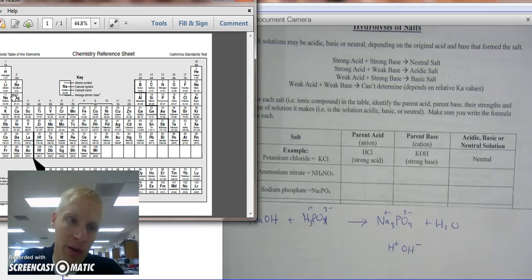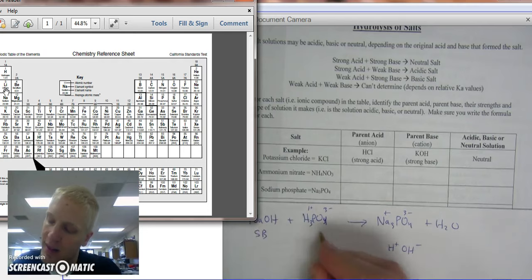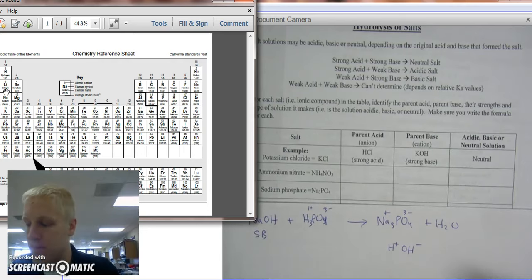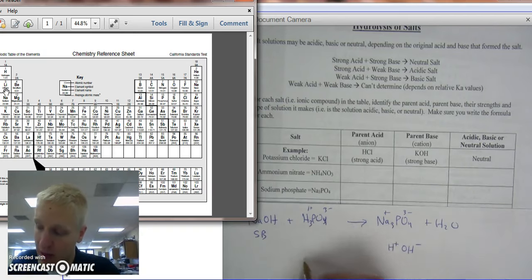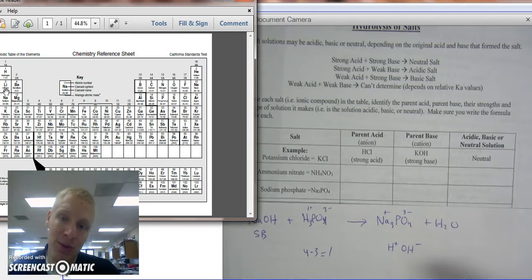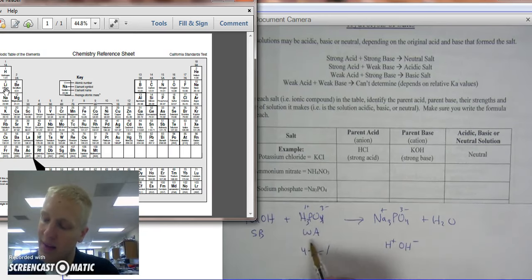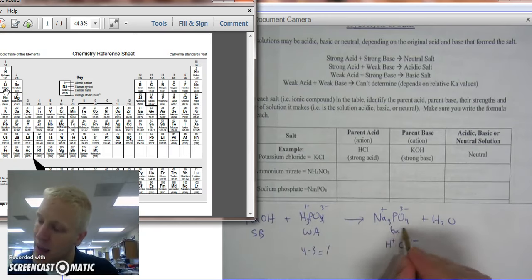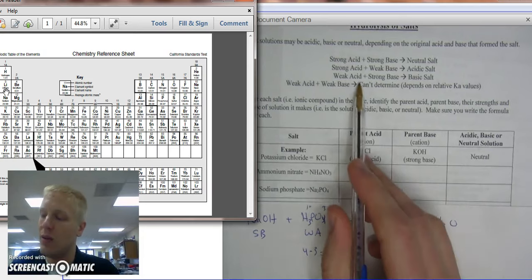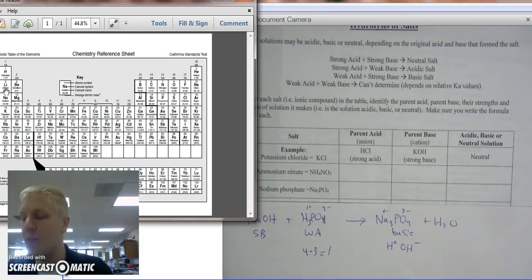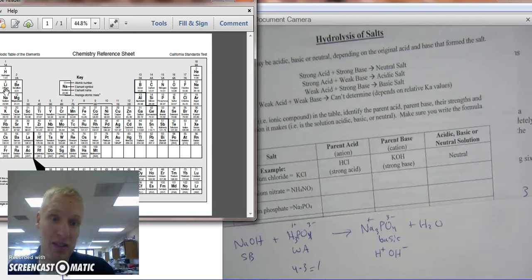And NaOH, is this strong? Yes, Na is in the first column, therefore it's a strong base. This acid, it's not one of the 6 I memorized, so I would go with weak acid. If you forget, you do oxygen minus hydrogen equals 1. If it's less than 2, then it is a weak acid. So we have strong base, weak acid, that's going to give me a basic salt. Weak acid, strong base equals basic salt. And that's the basics of salt hydrolysis.